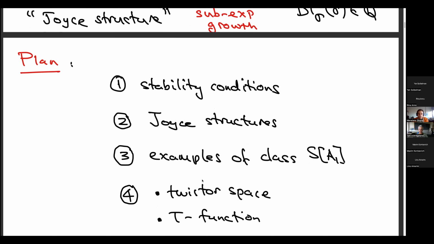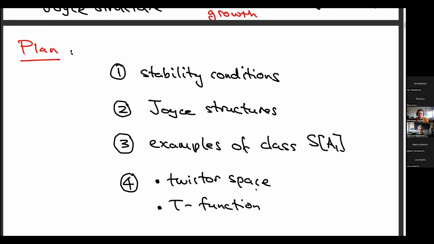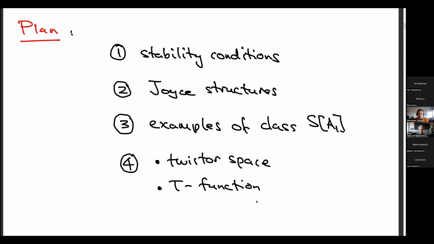Okay, and then if there's time at the end, I'll try and just talk briefly about the twistor space of one of these joyce structures and give a definition of something called a tau function, which leads to some further directions. Okay, was there anything else I wanted to say?